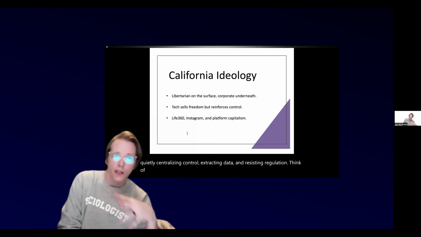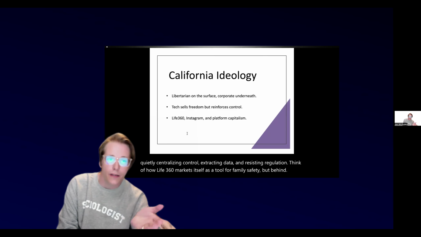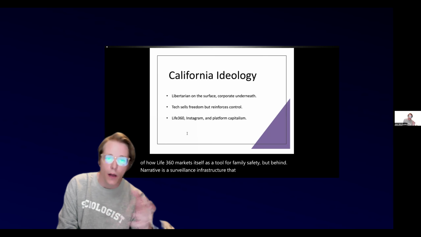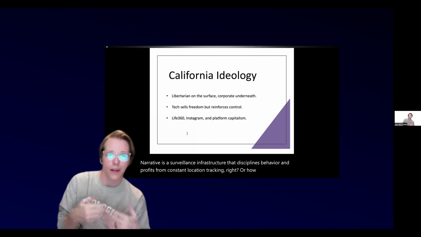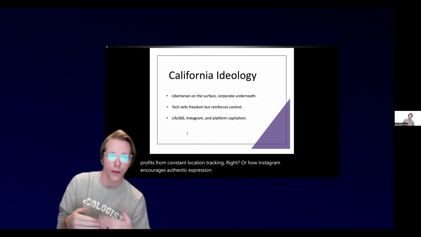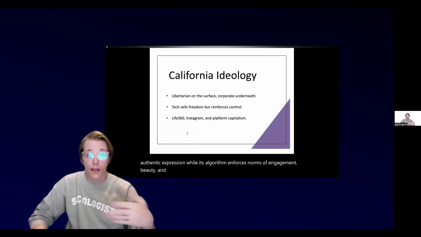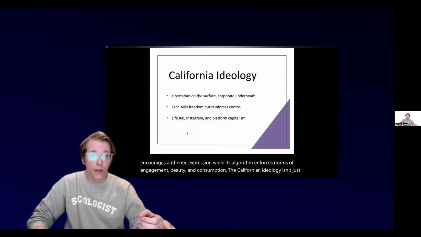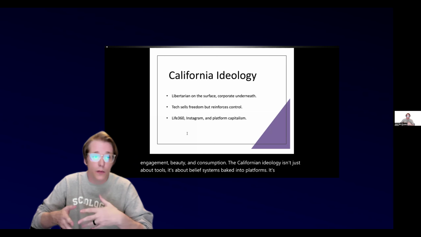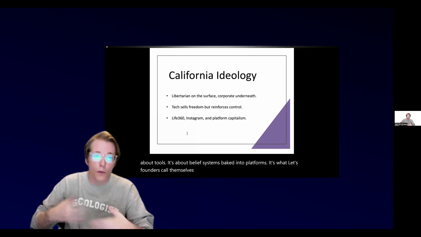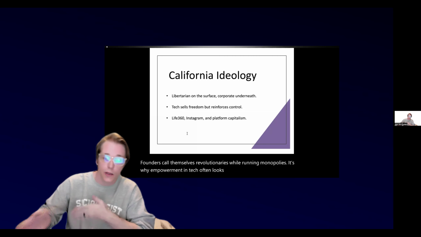Think of how Life360 markets itself as a tool for family safety, but behind the narrative is a surveillance infrastructure that disciplines behavior and profits from constant location tracking, right? Or how Instagram encourages authentic expression while its algorithm enforces norms of engagement, beauty, and consumption. The Californian ideology isn't just about tools, it's about belief systems baked into platforms. It's what lets founders call themselves revolutionaries while running monopolies. It's why empowerment in tech often looks like freedom to be exploited.